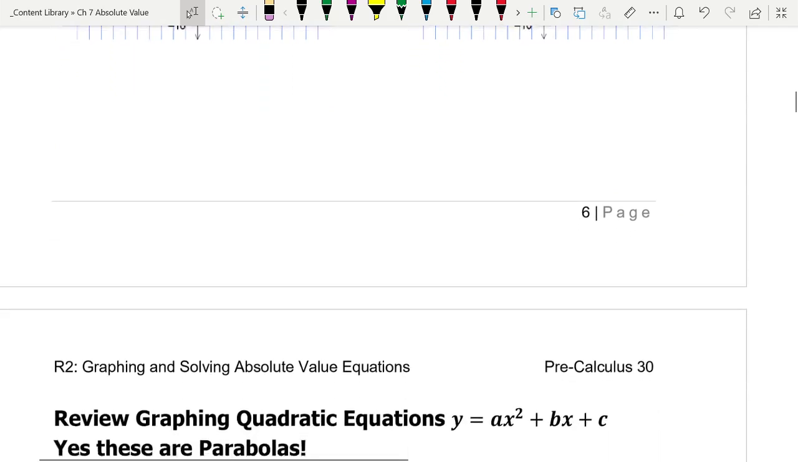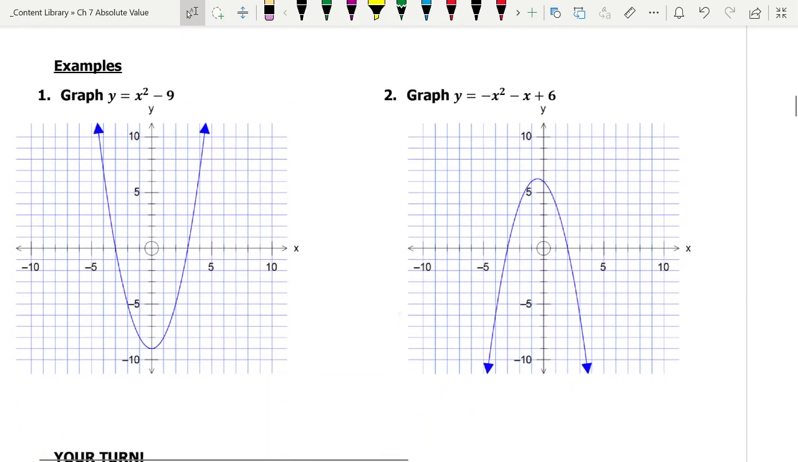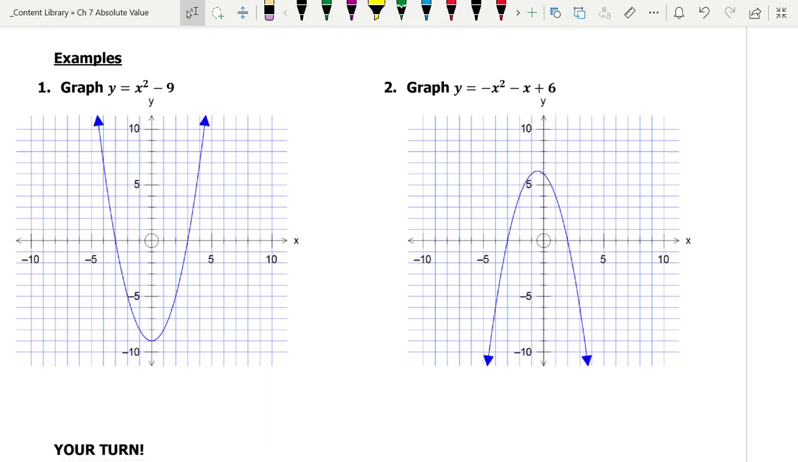And now let's do a quick refresher on how to graph parabolas from chapter 3. Right? Chapters 3 and 4 were quadratics. But remember, chapter 4 was mostly algebra, right? We did the quadratic formula and some word problems and discriminants. Chapter 3 was where kind of the nuts and bolts of how to graph these is.